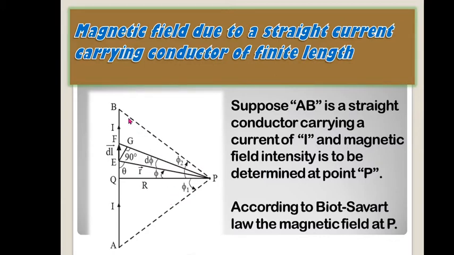Just look here at these dotted lines, BP and AP. They show you a triangle, right? Now I will consider only a small element of this current carrying conductor. I should not take the complete conductor. I will consider only this length.